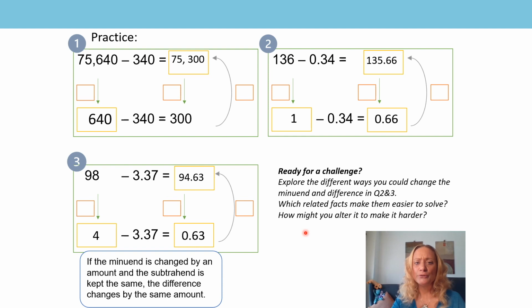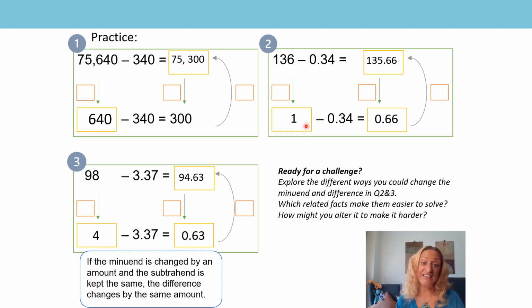So let's have a look at number 2. Is there a way we could transform this? Actually, rather than seeing the known factors 1 subtract 0.34, perhaps we could round up to a multiple of 10. So how could I transform that? I could add on 4. So if I added on 4 to this, I'd have 140 here, wouldn't I?